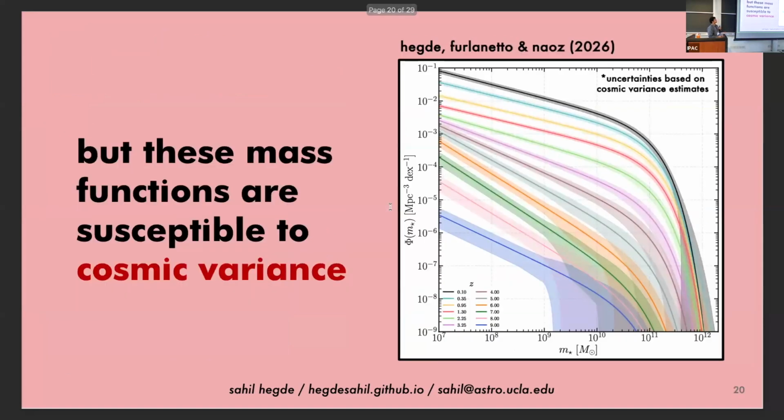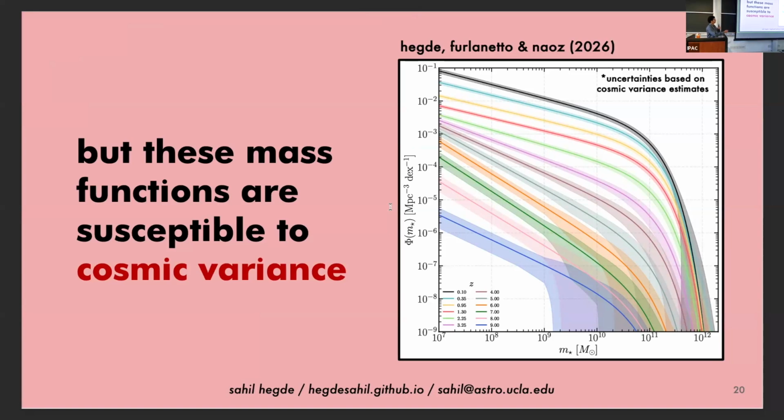But these mass functions, as you may be able to guess, or this sort of method is still susceptible to cosmic variance, or the field-to-field variance in galaxy counts because of clustering. So Steve Finkelstein gave an excellent overview of this on Monday, and so I don't really need to go over it too much, but here I'm showing an estimate of those same stellar mass functions, but now with the uncertainties due to cosmic variance colored on top of them.